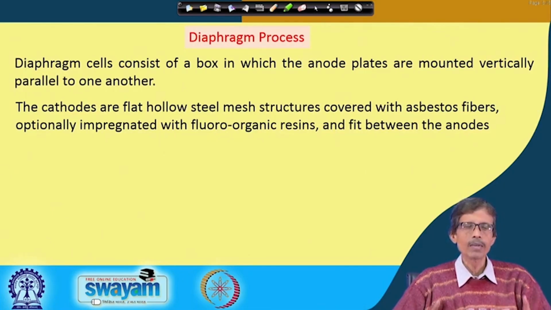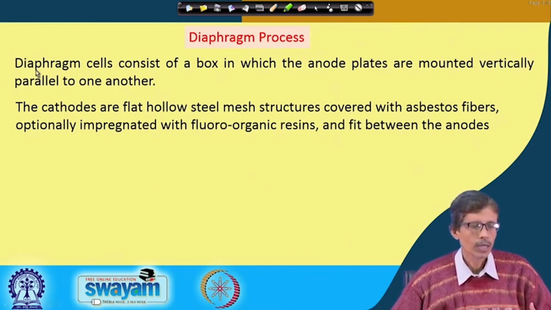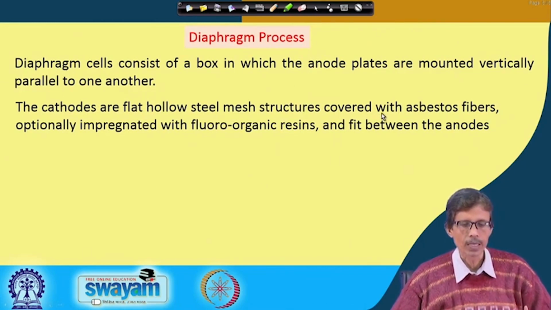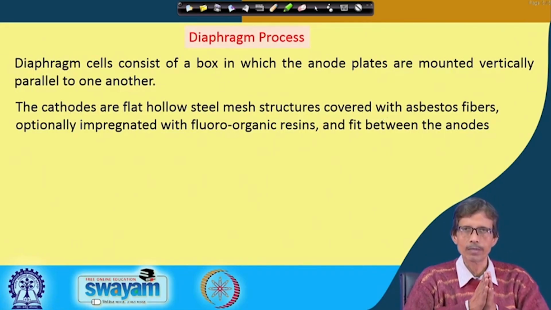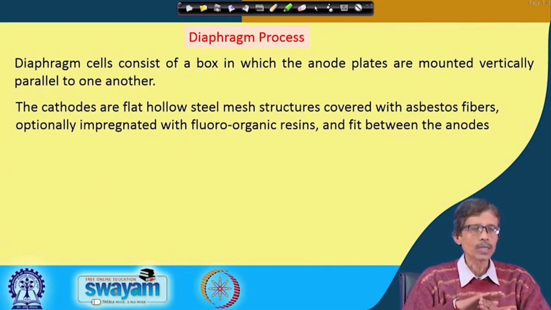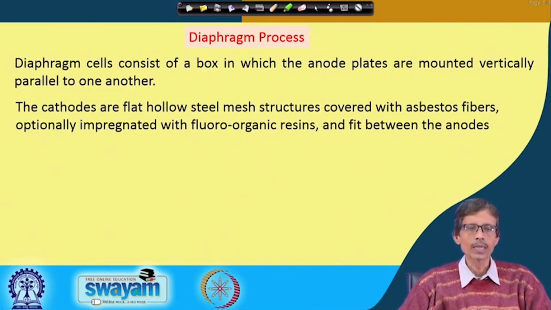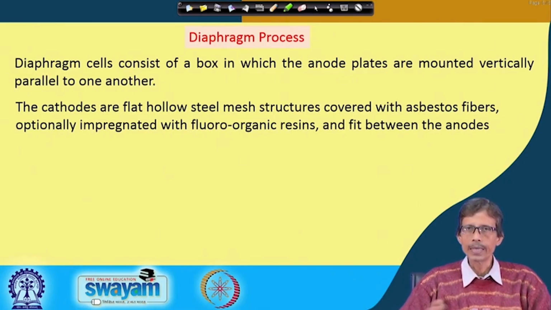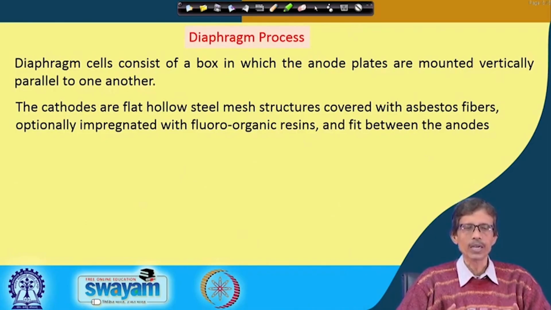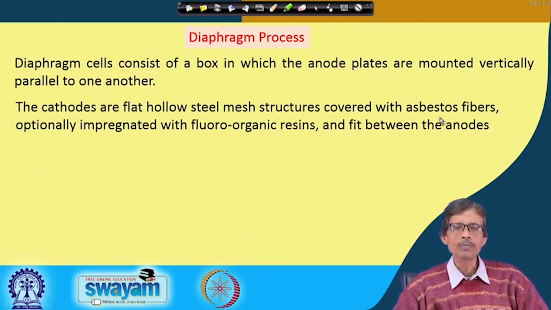So, a diaphragm is basically a very fine net. The cathodes are flat hollow steel mesh structures covered with asbestos fibers, another inert material, optionally impregnated with fluoroorganic resins. It is coated with asbestos fibers, and then can be further fixed with fluoroorganic resins, which are very inert in this reaction medium, a rather harsh condition for the electrolysis, and fitted between the anodes.